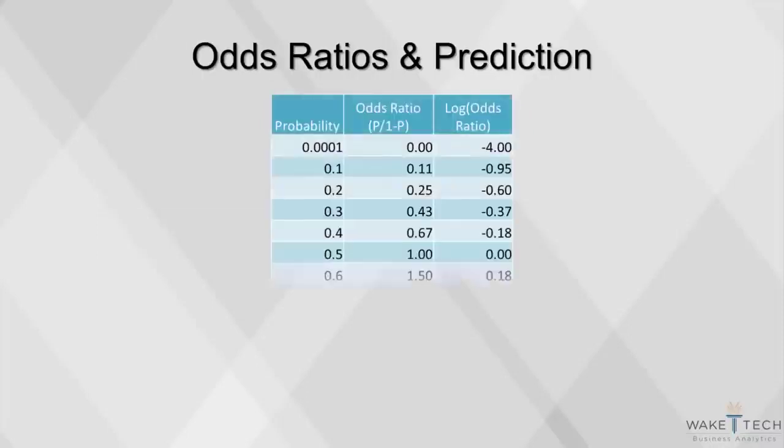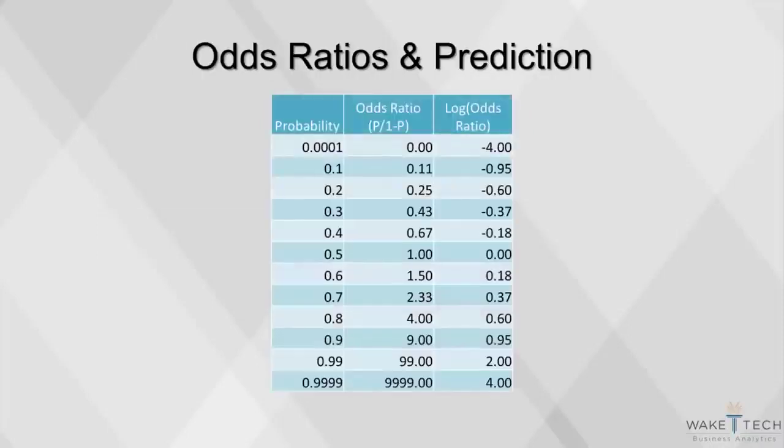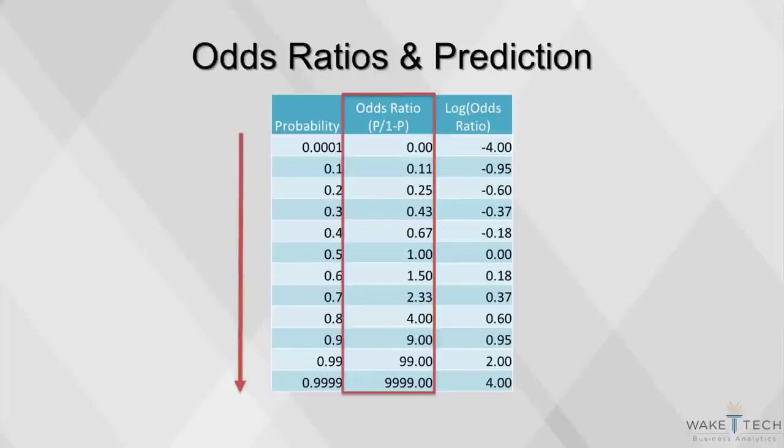These are the odds ratios and log of odds ratios for various probabilities. An important point to understand is how the odds ratios are tied to the probabilities. Note the mathematical equivalencies. A 50% probability, or probability of 0.5, is the same as 1-to-1 odds. The log of the odds ratio at that point is equal to 0. As probability increases, odds ratio increases from 0 to infinity, while the log of the odds ratio can become any value.